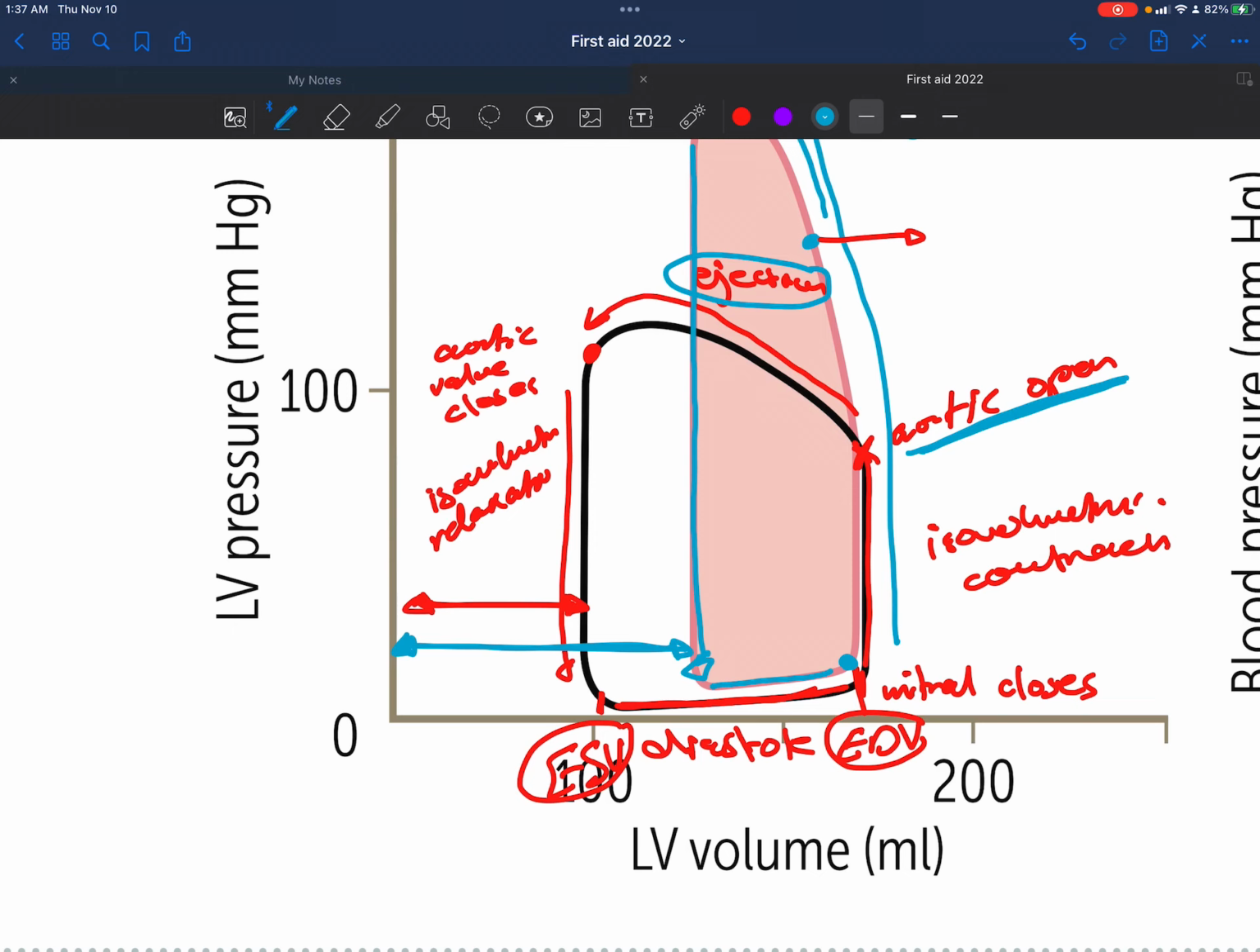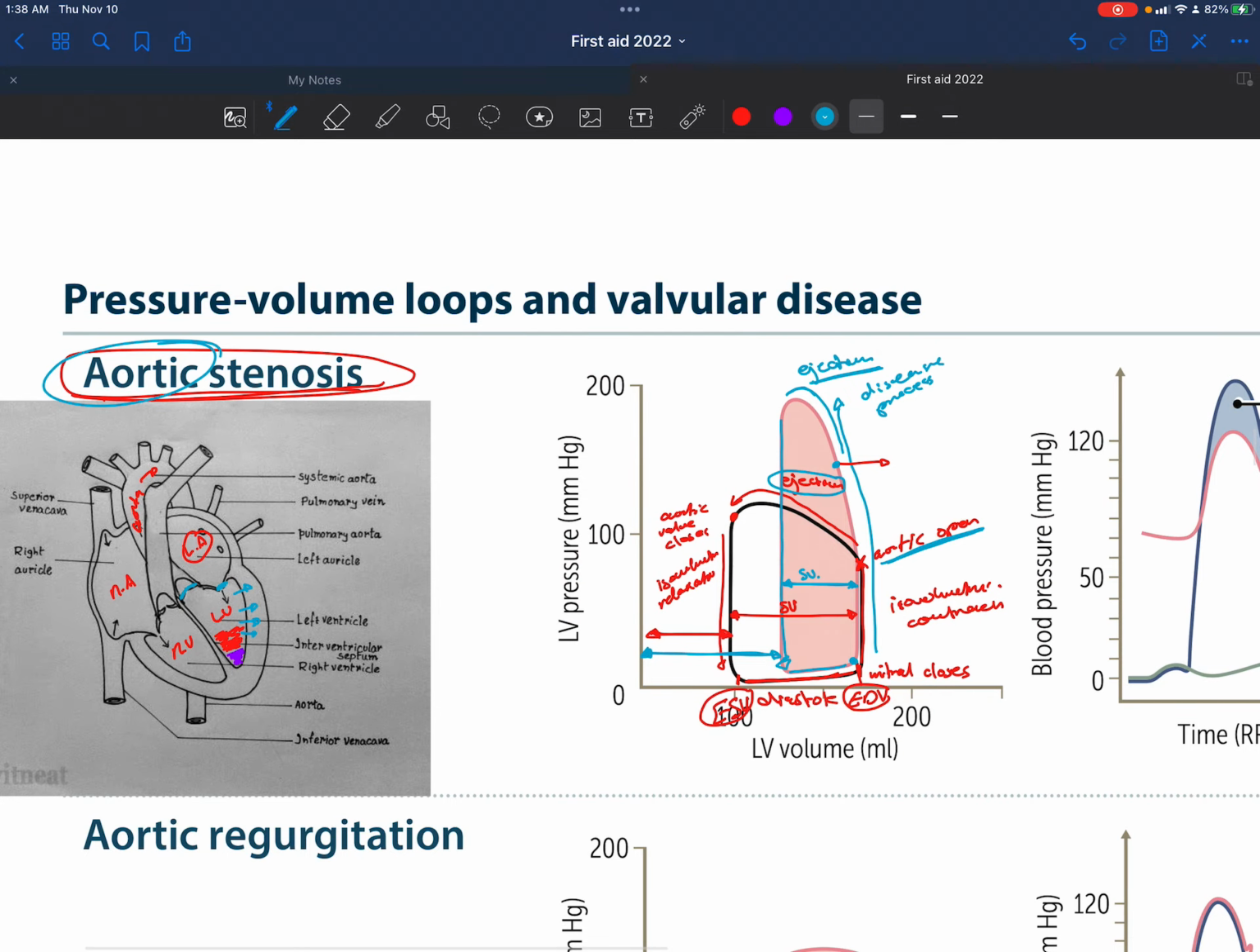The other abnormal thing is the stroke volume, the amount of blood leaving the heart. It should be this size, this red color, that is the stroke volume under normal condition. But in our abnormal condition, this is the stroke volume, a really smaller amount leaving the left ventricle during systole due to the aortic stenosis. So that's for the first graph.